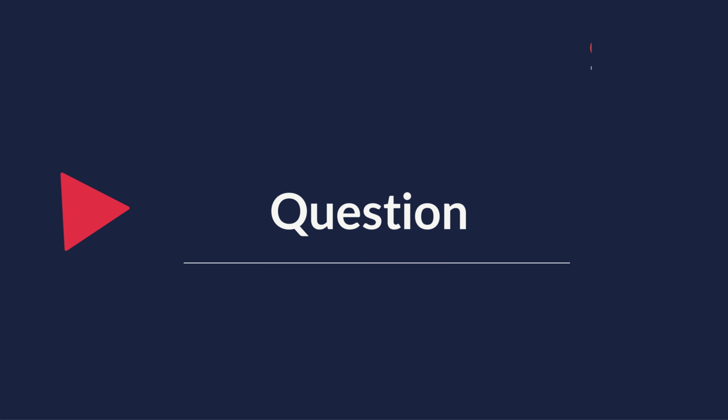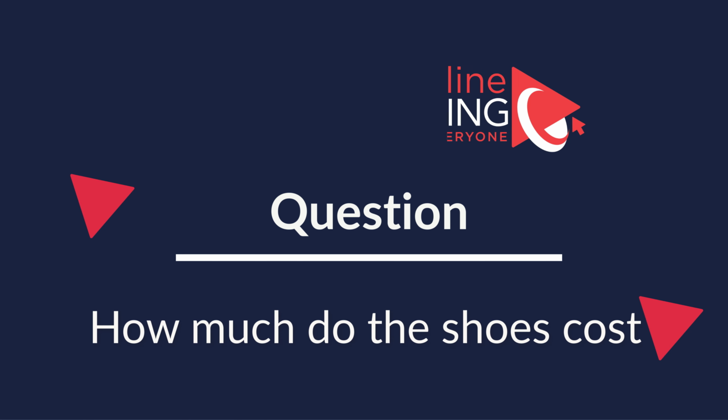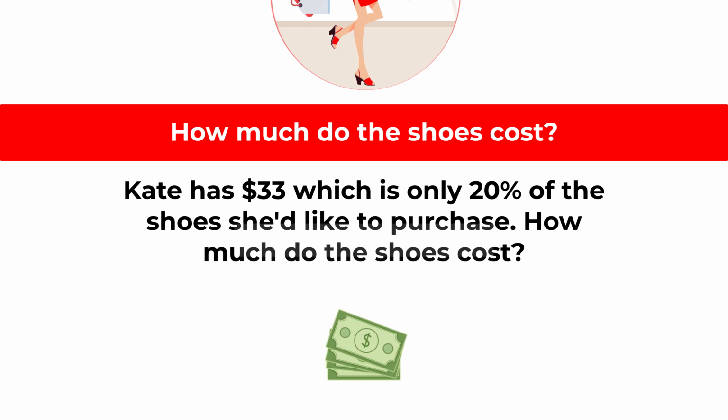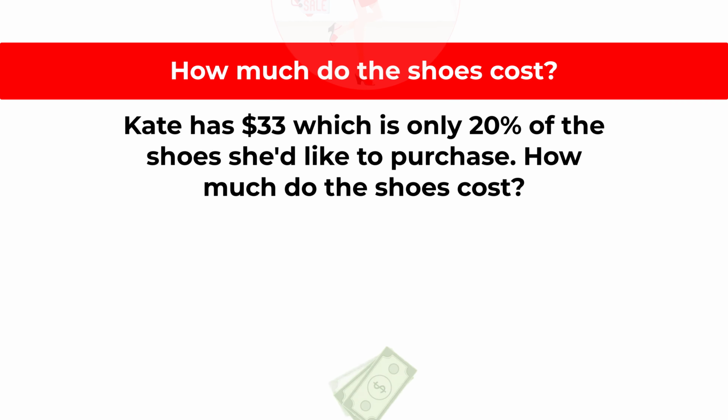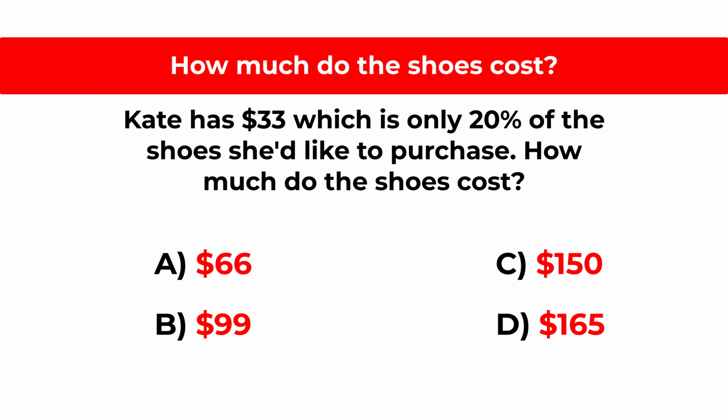Here's the cool question that you frequently get on the test. Kate has $33, which is only 20% of the cost of shoes that she would like to purchase. How much do the shoes cost? And you're presented with four different choices. Choice A, $66. Choice B, $99. Choice C, $150. And choice D, $165. Can you calculate the answer?